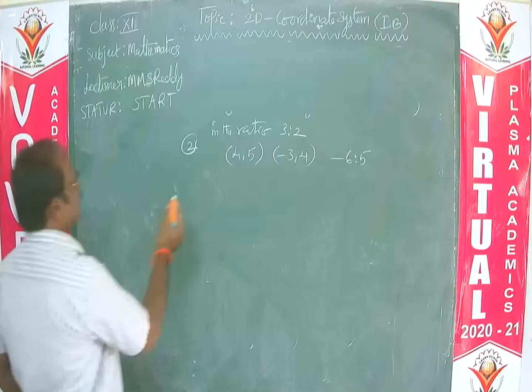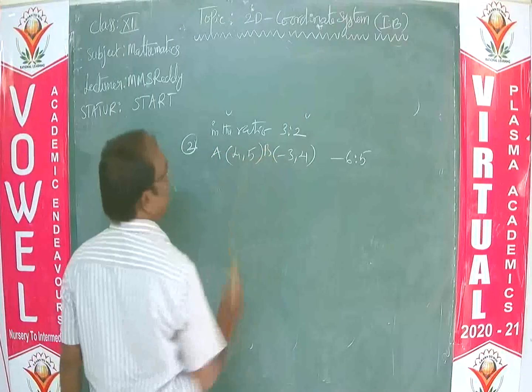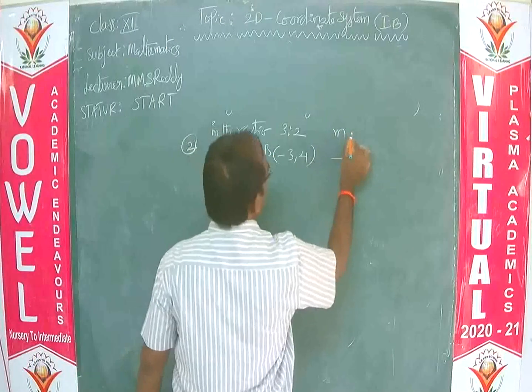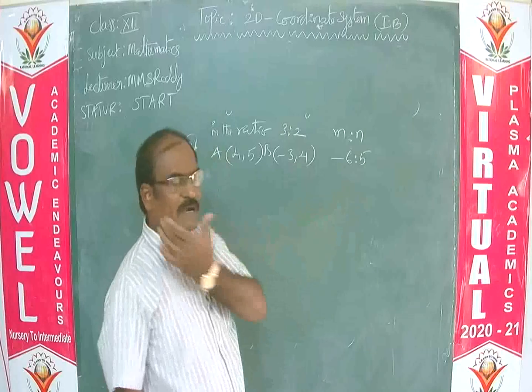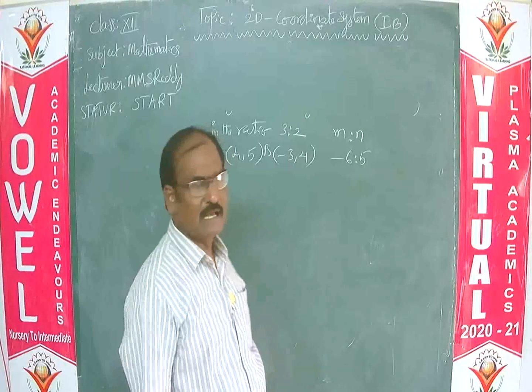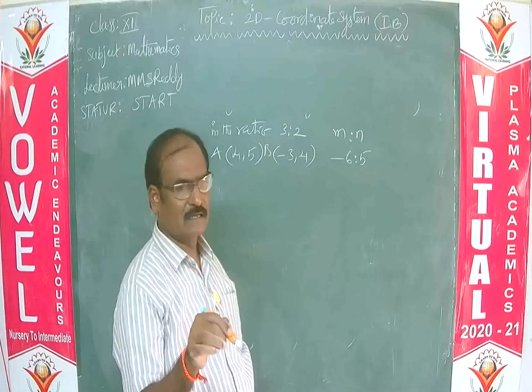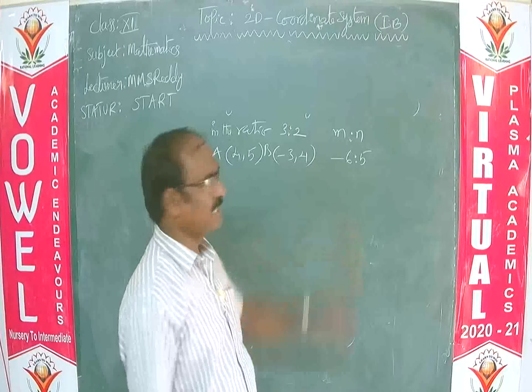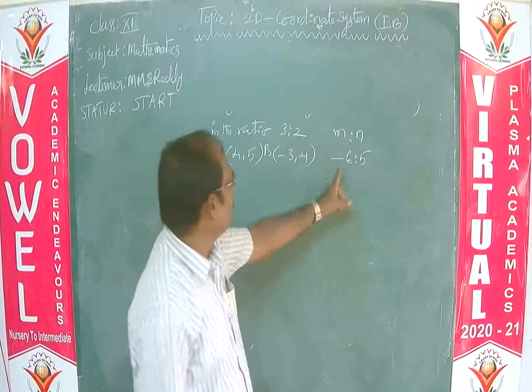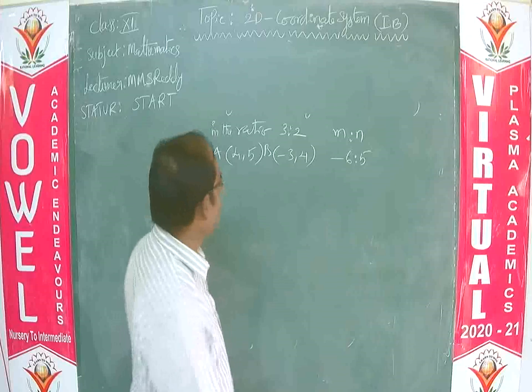Let the given points be A and B. M is to N. Here both M and N have opposite signs. Hence the required point divides line segment AB externally in the ratio 6:5, not minus 6:5.